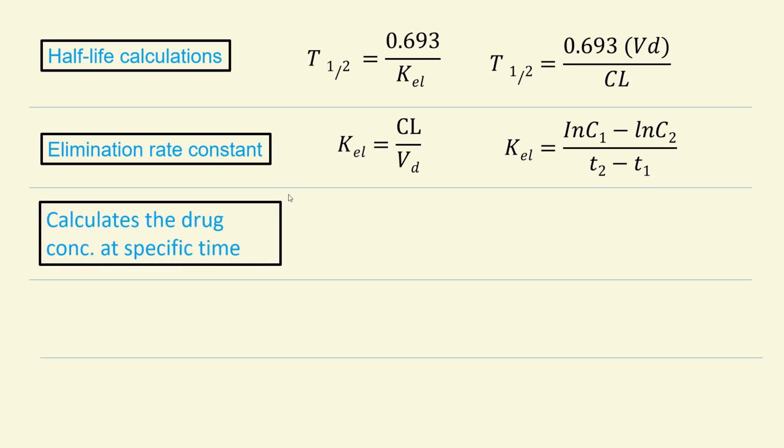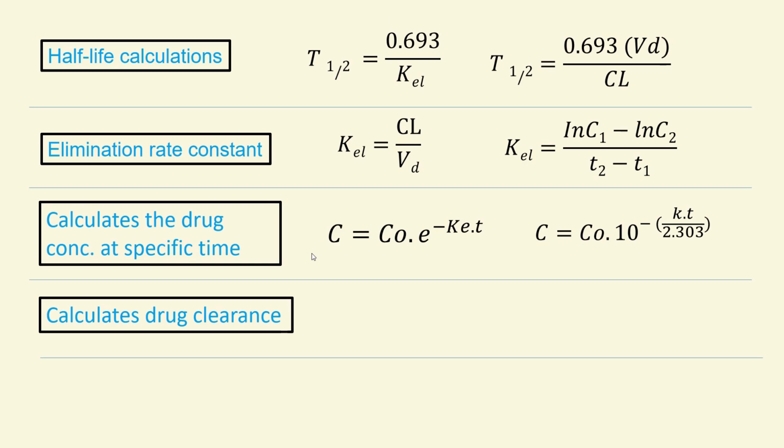The next calculation would be on drug concentration, calculating the drug concentration at a specific point, especially for those drugs that follow first order kinetics. There are two equations here, and I'll be using those two equations to demonstrate how to do these calculations. And then I'll also be using drug clearance, using dose and area under the curve, and additionally for oral drugs, clearance will also be shown with an example of how to calculate it.